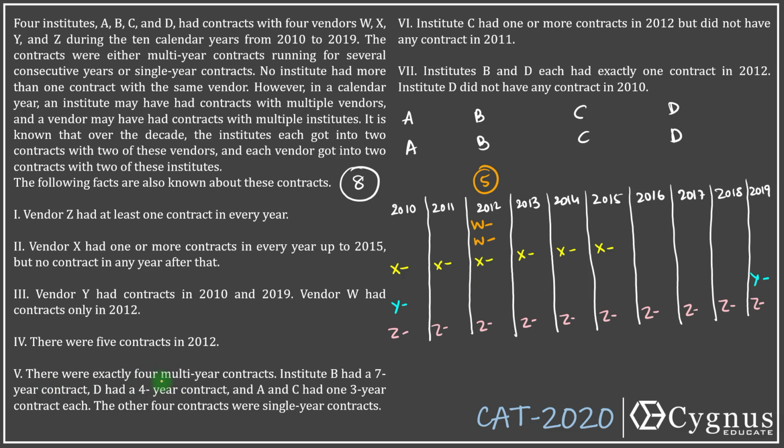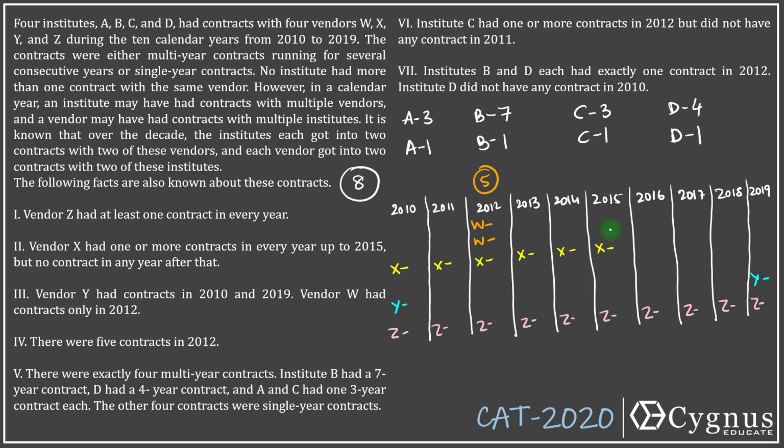There were exactly 4 multi-year contracts. Now that's a valuable piece of information. 4 multi-year contracts means that there must be 4 single-year contracts. Institute B had a 7-year contract. D had a 4-year contract. A and C had 1 3-year contract each. The other 4 contracts were single-year contracts. Fair enough.